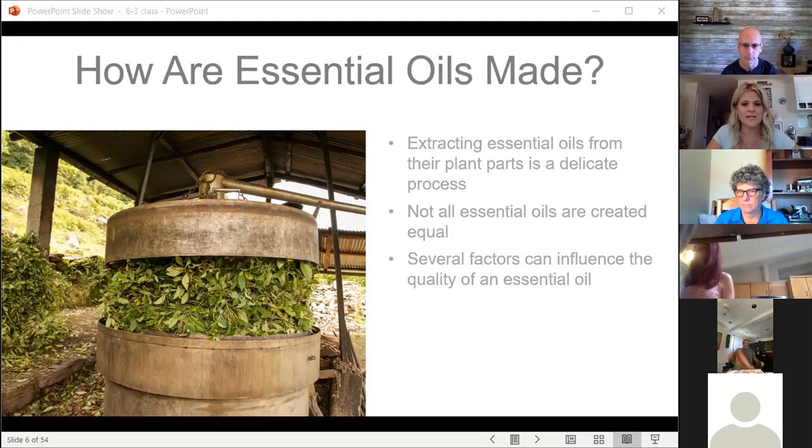So before you use your essential oils, it's really important that you have a good understanding of how your essential oils were produced, where they're coming from, and are there any synthetic fragrances or fillers or any other ingredients in that particular oil that you might not be aware of.